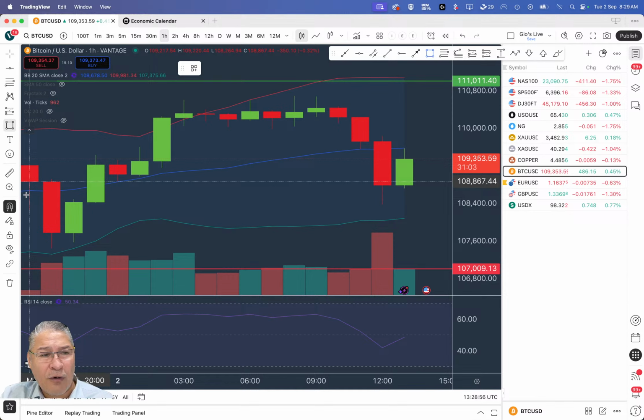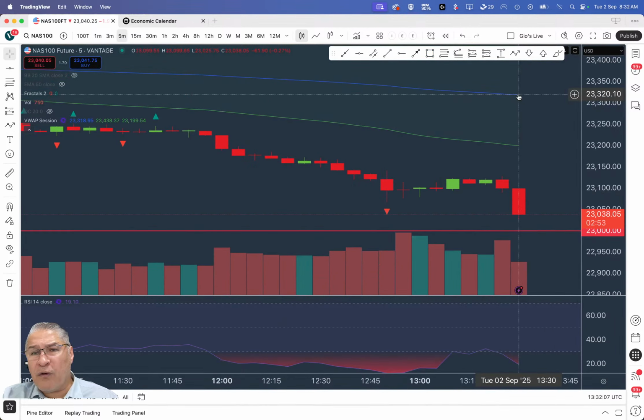VWAP for the Nasdaq is above the market. The VWAP is the volume weighted average price, which is the blue line. So we're seeing that the average price is above 23,300, meaning that if we are going to see a recovery on the indices, we should see the market fluctuate and start trading towards the VWAP, entering the band and hitting that volume weighted average price.